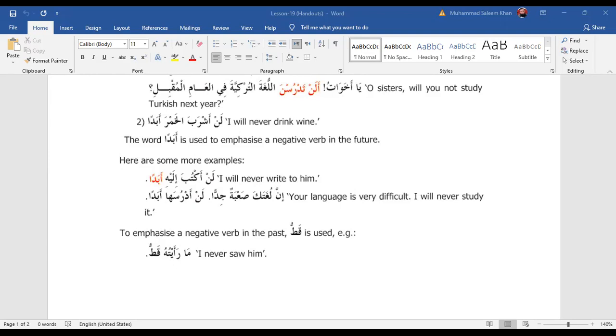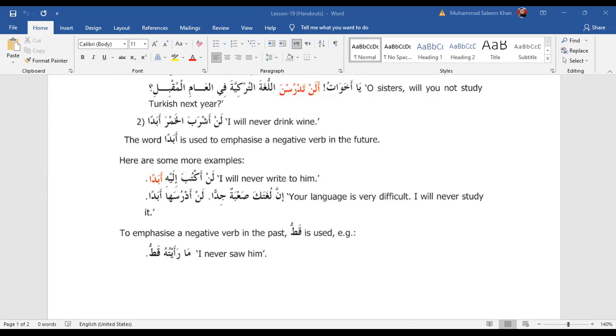So ma kadhabtu, abadan is for the future and qattu is for the past. So lan akdhiba abadan, I will never lie. That's for the future. And ma kadhabtu qattu, I never lied in my life, in the past.